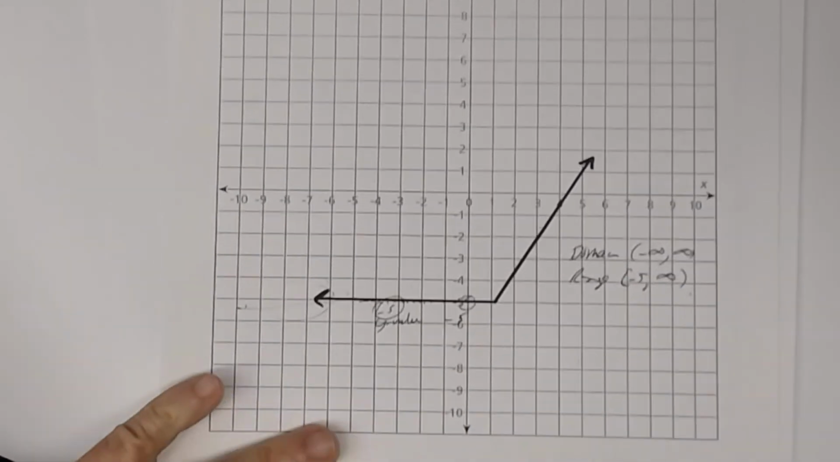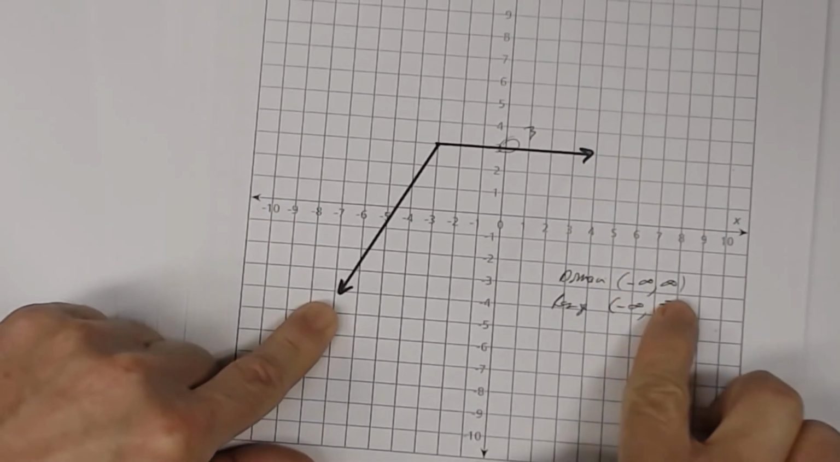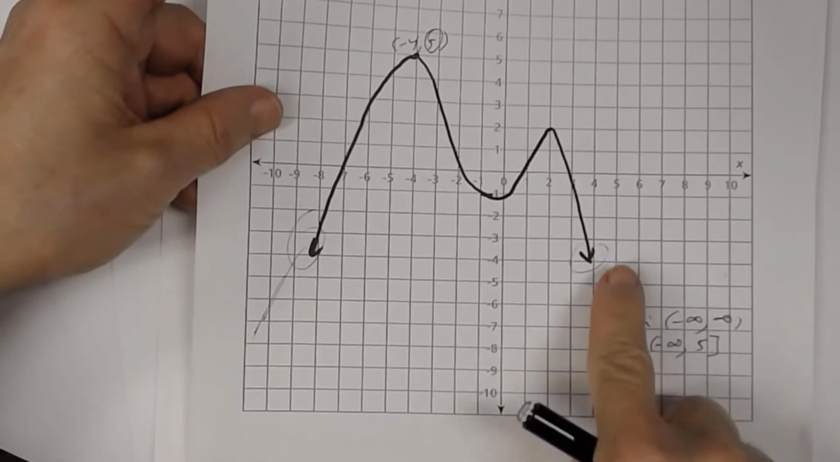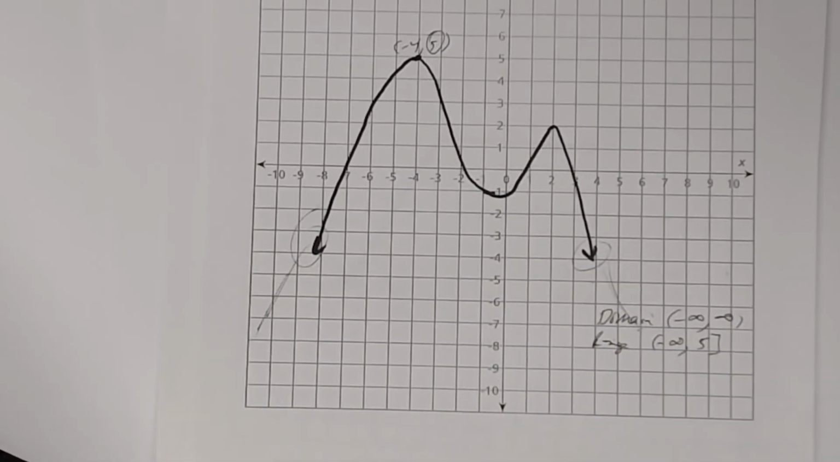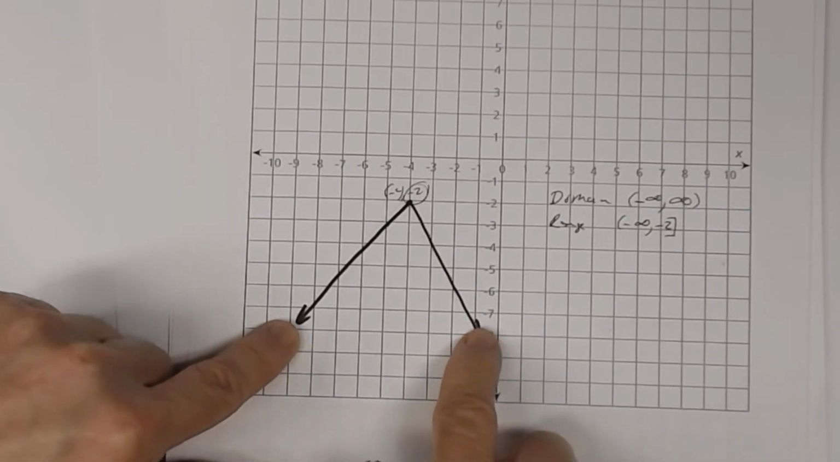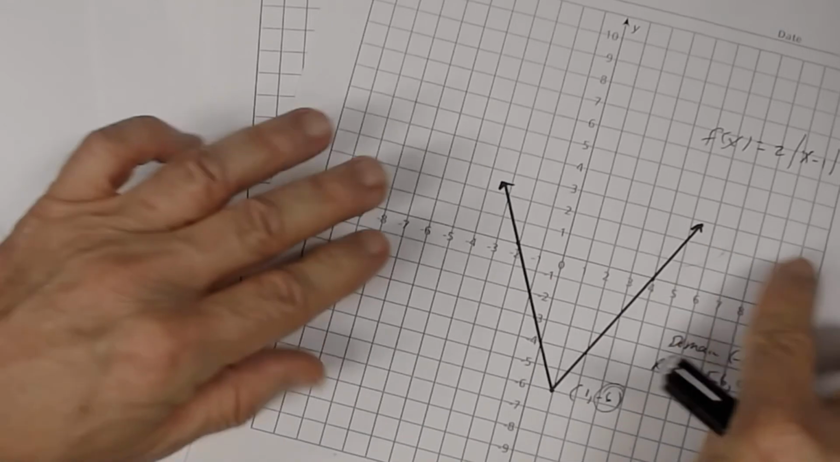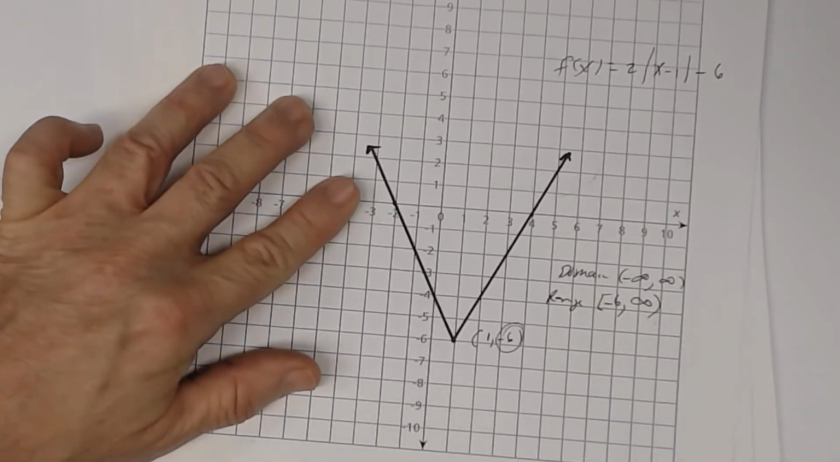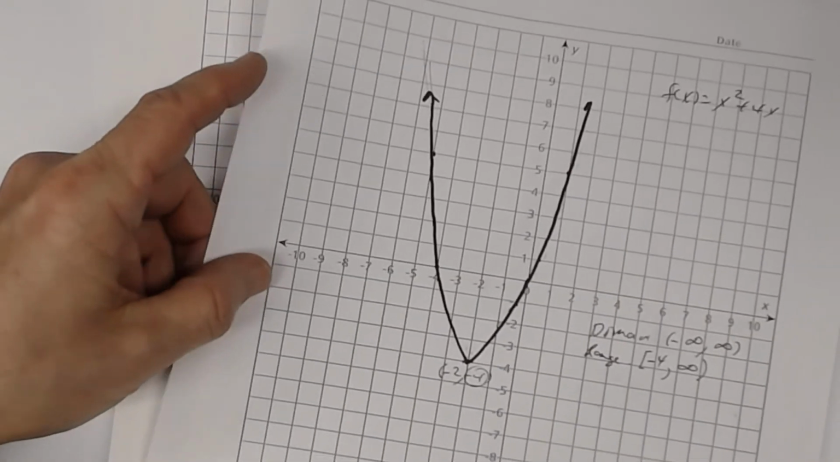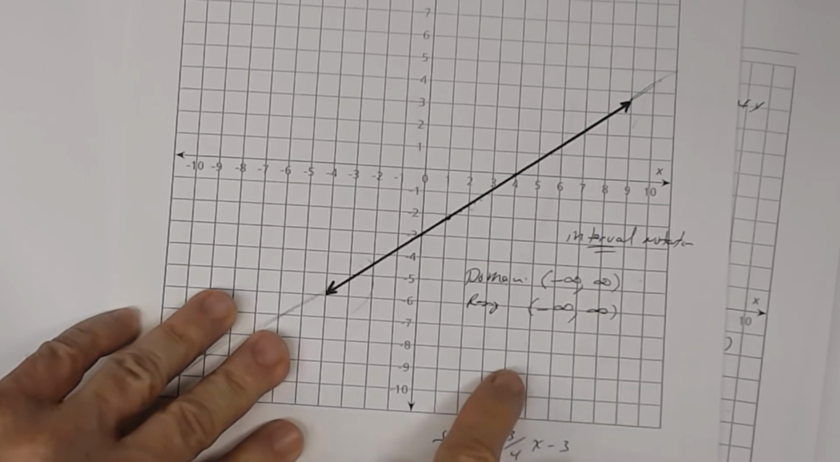So notice, arrows on both ends. Look at the domain. The end behavior had arrows. Look at the domain: negative infinity to infinity. And you can keep on going. Arrows on both sides, right side, left side, negative infinity to infinity, and so on. And then our very first problem, arrows on both sides, and negative infinity to infinity for the domain.